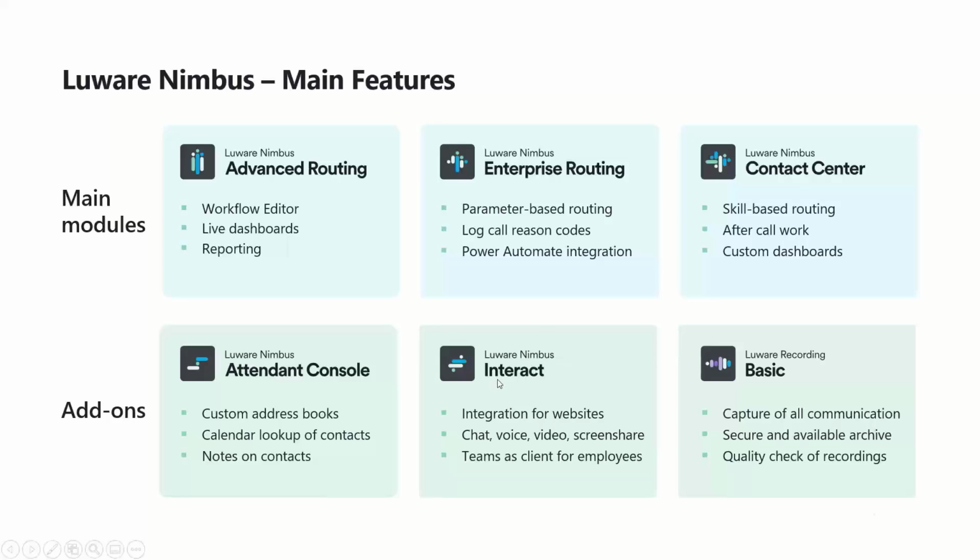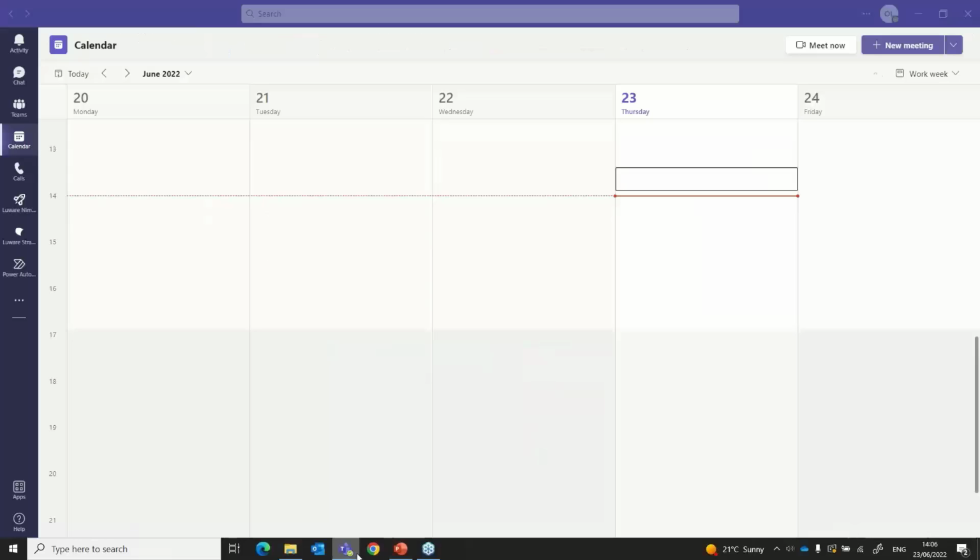Okay, so that's the boring slides out of the way. Let's crack on with the demo. I'm going to go into my Teams desktop app here. Everything that I'd expect to see is here, my chat, my Teams, my calls, etc. Nimbus is just another application that we can pin or unpin from our taskbar here. I can access Nimbus wherever I can access Teams. So I can access the attendant console, whether that's in my Teams desktop app or via the web app. I can even handle calls via the Teams mobile app.